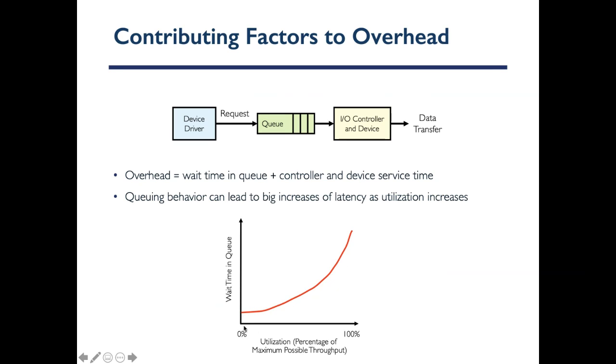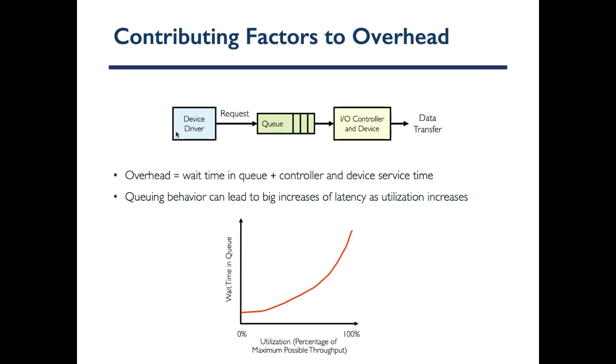Usually when the queue is at low load, your wait time in the queue is very low. Actually, it has to start from 0. But then as the utilization goes up and up, the time that you spend in the queue goes up exponentially. So if you want to get 100% utilization, you end up spending a lot of time in the queue. Your queue becomes basically backlogged, and each request spends a lot of time in it.